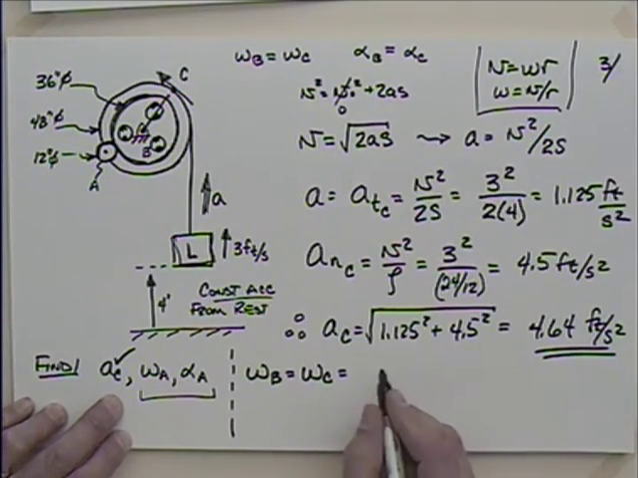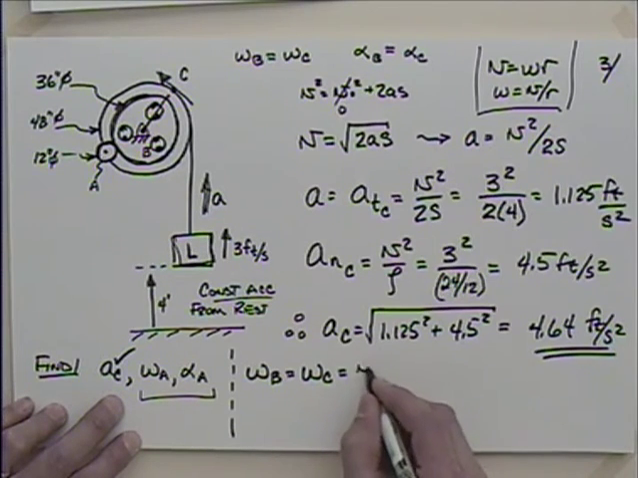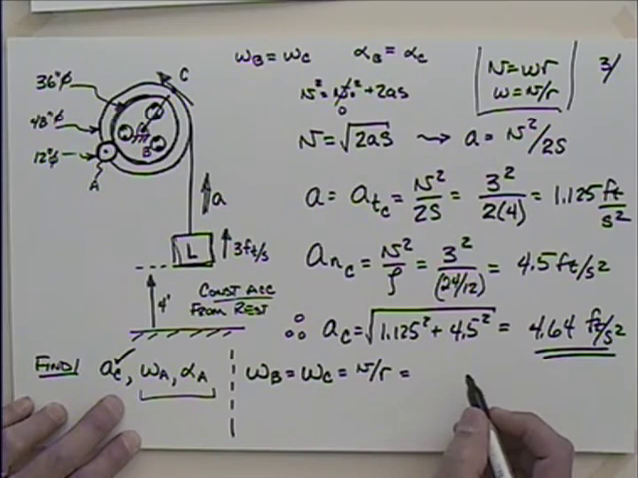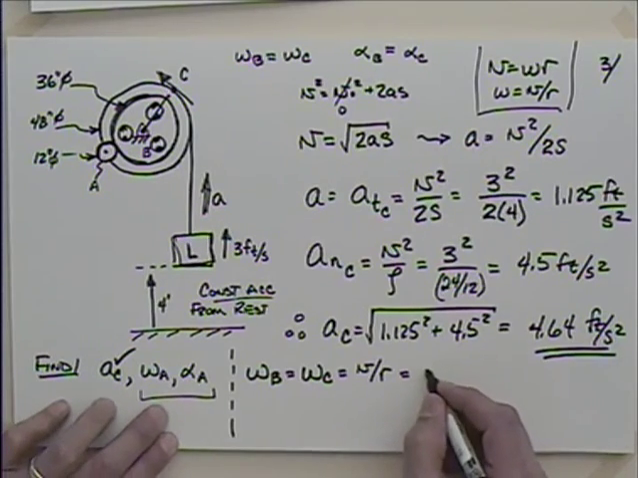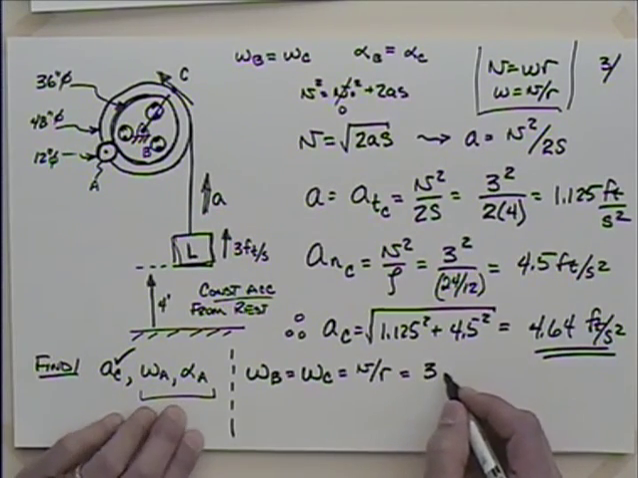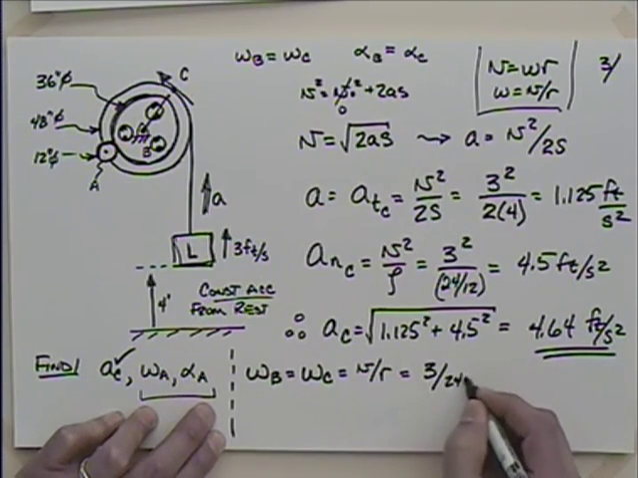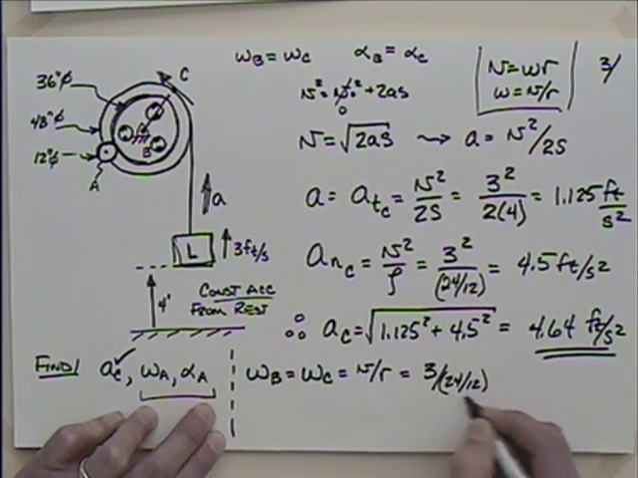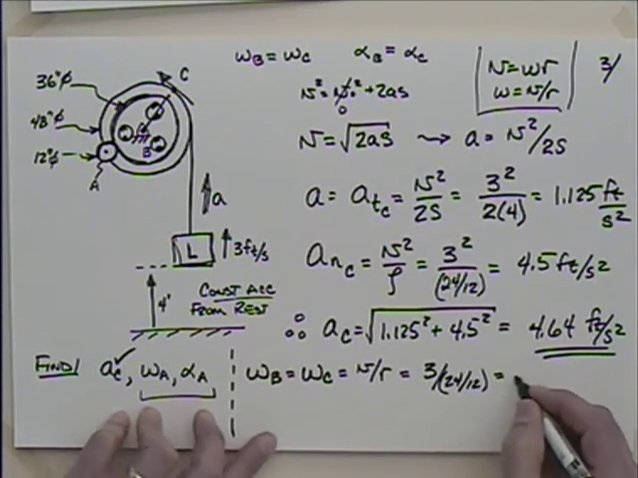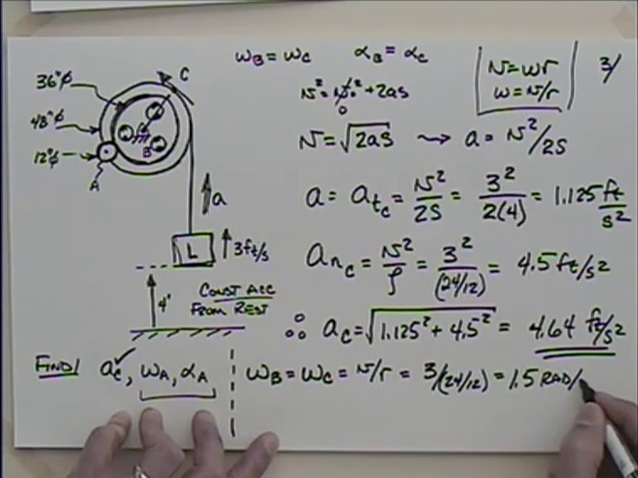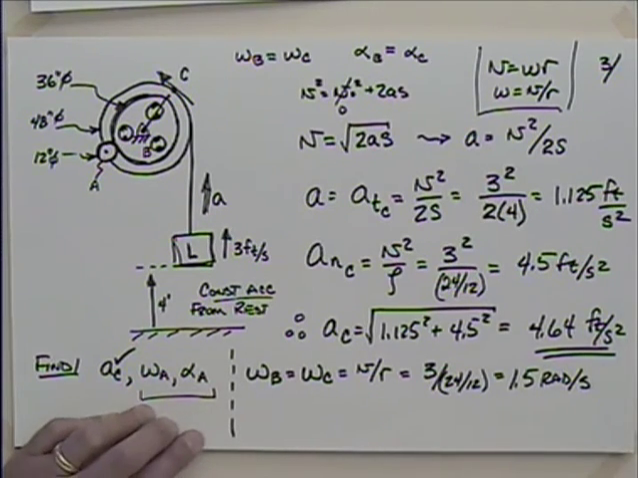So I could say then that we have the velocity divided by r. So what's my velocity at C? 3, isn't it? What's my radius of curvature, or r? 2 feet, yeah, 24 divided by 12 to get that in feet. So this turns out to be 1.5 radians per second. Okay. Now that's the angular rate of B or C, either one.